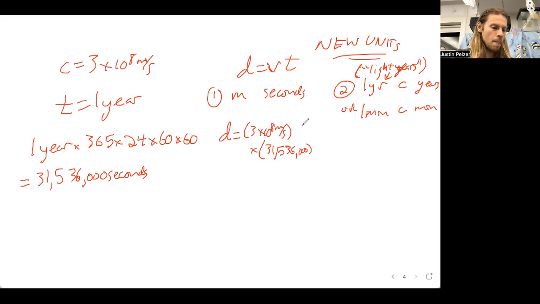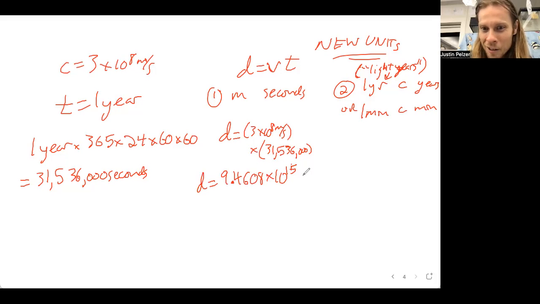And I get that 1 light year is this many, 9.4608, just to be exact, times 10 to the 15 meters. So 9.46 thousand trillion meters. And that's about a quarter of the way to the nearest star.